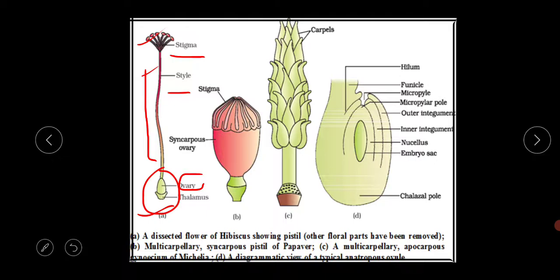Option B depicts the multicarpellary structure, and C is called multicarpellary apocarpous in nature. Option D depicts the diagrammatic view of the typical anatropous ovule. I think you can understand these properly, and during your exam this diagram is very important. Option A is the dissected flower of hibiscus showing the pistil portion. This is very important for your exam.